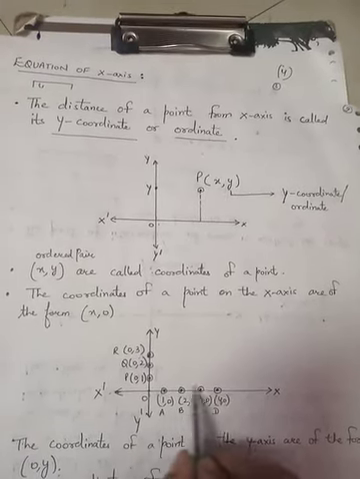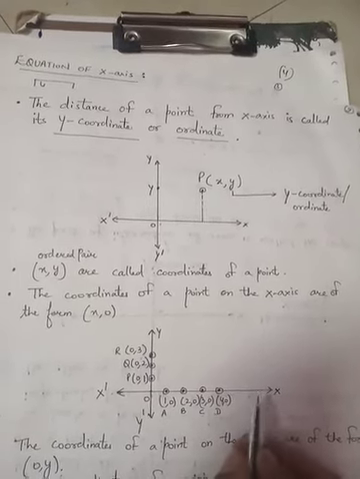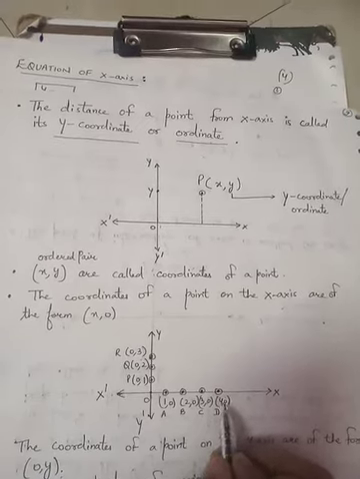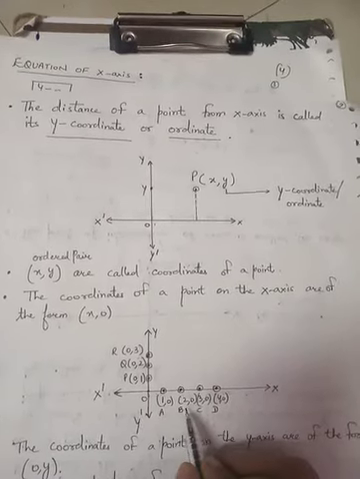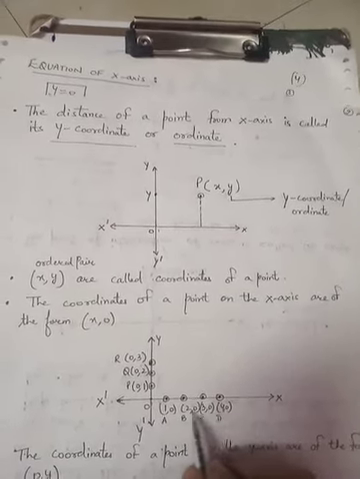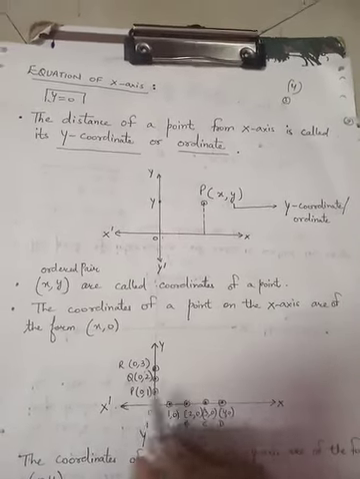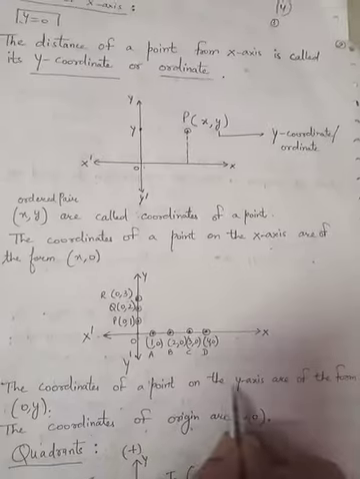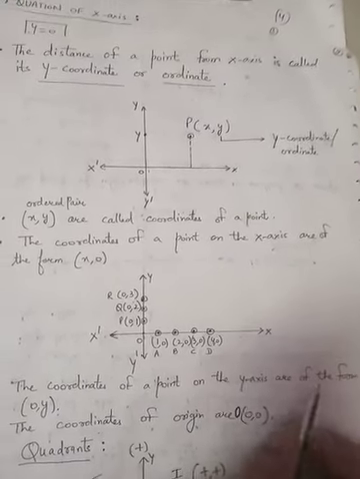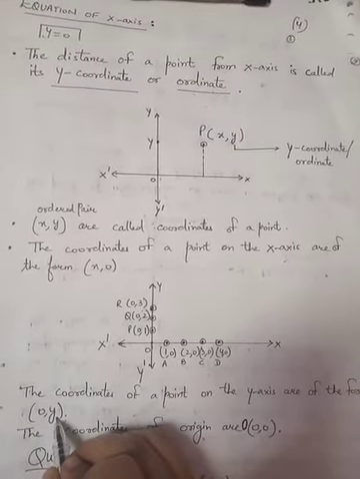So for any point on the x-axis, always remember your y-coordinate becomes 0, because we are not moving any distance towards the y-axis. And the coordinates of a point on the y-axis are of the form (0, y).